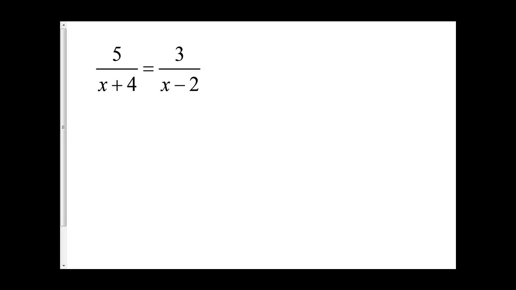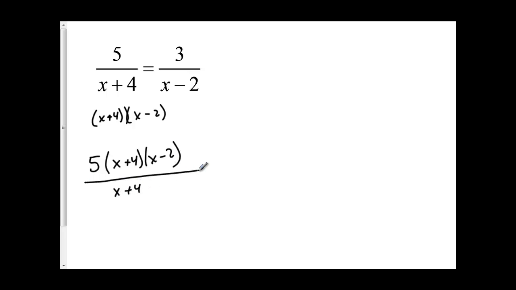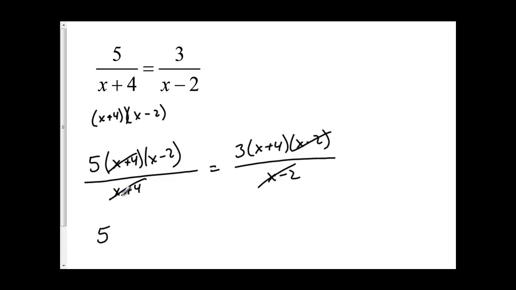In my final example, I want to multiply by my lowest common denominator, which is going to be x plus 4 and x minus 2. So when I multiply that by the top, I've got 5, x plus 4, x minus 2, all over x plus 4. On this side, I've got 3, x plus 4, x minus 2, all over x minus 2. These are going to cancel, and these are going to cancel. So I've got 5, if I multiply this in, 5x minus 10 equals 3x plus 12.